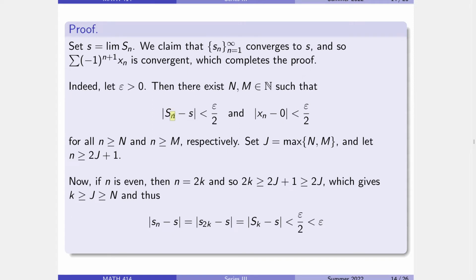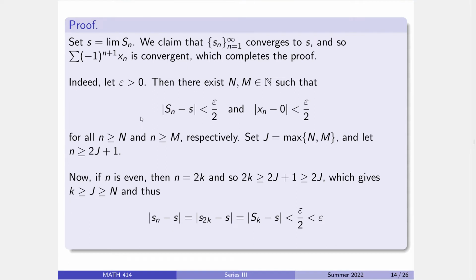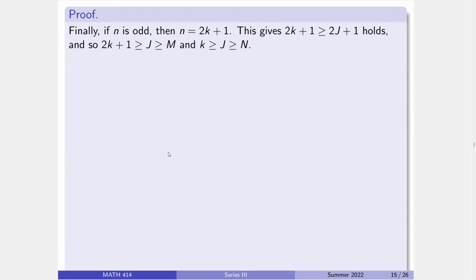Because again, remember, these S sub n's are not the sequence of partial sums of the original sequence, but rather just the even terms. So if n was even, there's no work to be done, because we already know that converges. The case of it being odd is the trickier one, and that's why we need the 2j plus 1. So if n is odd, then it's equal to 2k plus 1. Now here, that guarantees that k is bigger than j, and thus bigger than n.